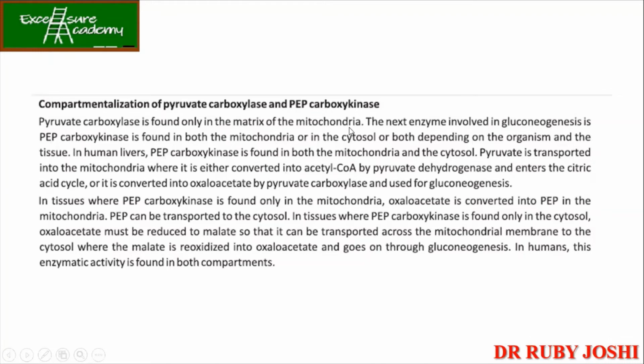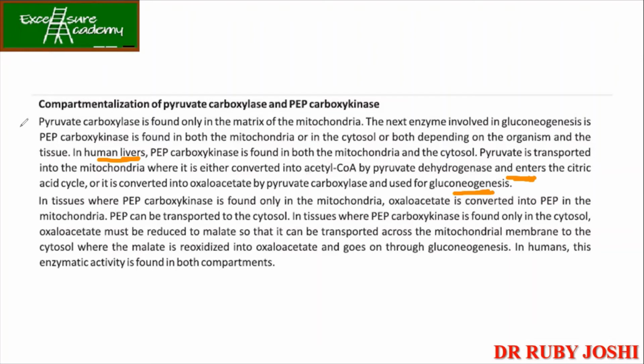ठीक है. Now in human livers, PEP carboxykinase is found in both the mitochondria and cytosol. तो यहाँ तो हमें कोई दिक्कत नहीं होनी चाहिए, राइट? The formation of oxaloacetate and pyruvate, where? In human livers. So pyruvate is transported into the mitochondria where it is converted into acetyl-CoA by pyruvate dehydrogenase and enters the citric acid cycle. ये हो गया आपका normal glycolysis. And it is converted into oxaloacetate by pyruvate carboxylase and used for gluconeogenesis.